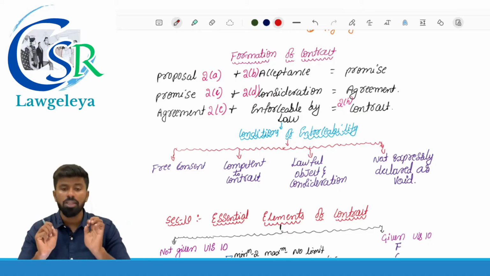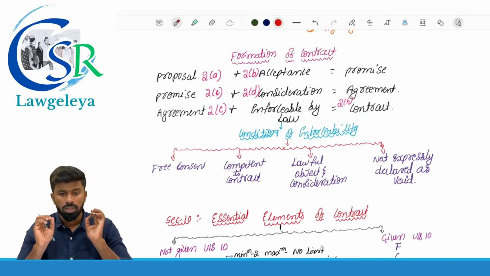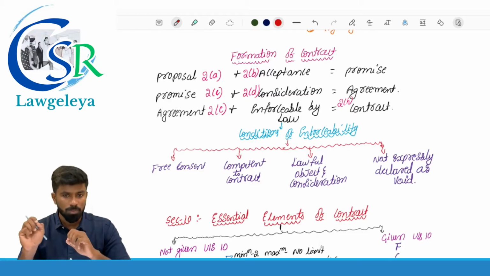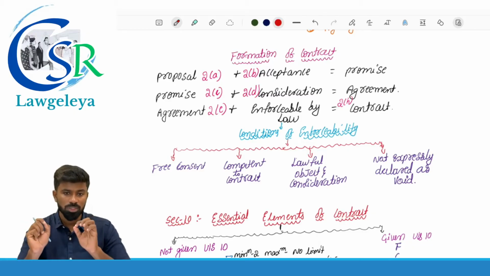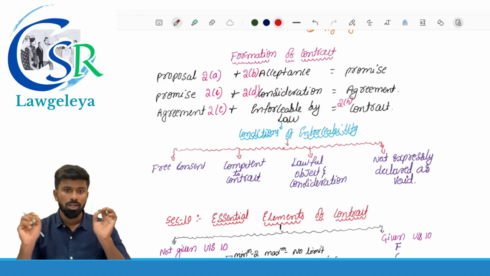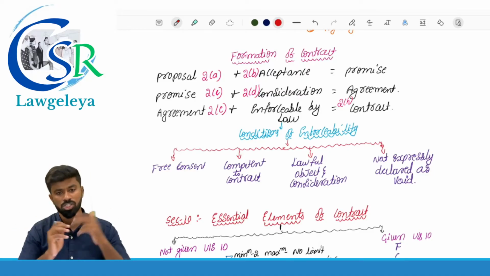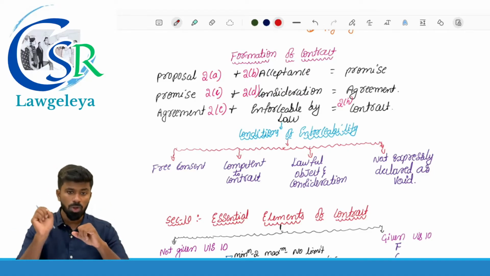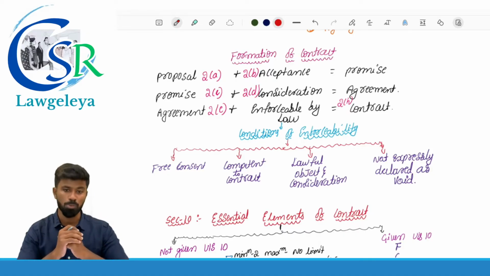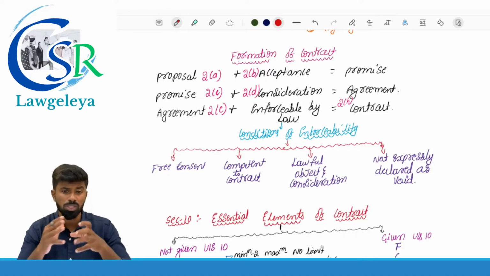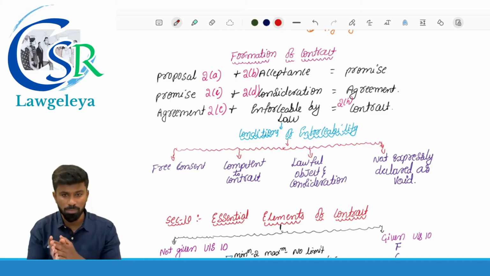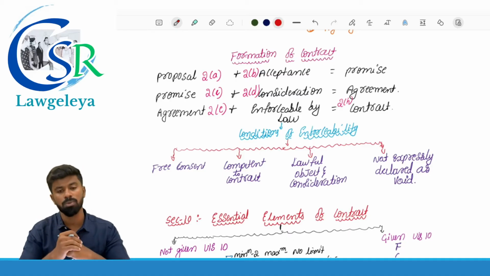See, the equation starts with a proposal, and in the alphabets it starts with letter A. And what is the definition section? Section number 2. So 2 subclause A defines what word? Proposal. Then 2 subclause B defines what word? Acceptance, the second step in the equation.